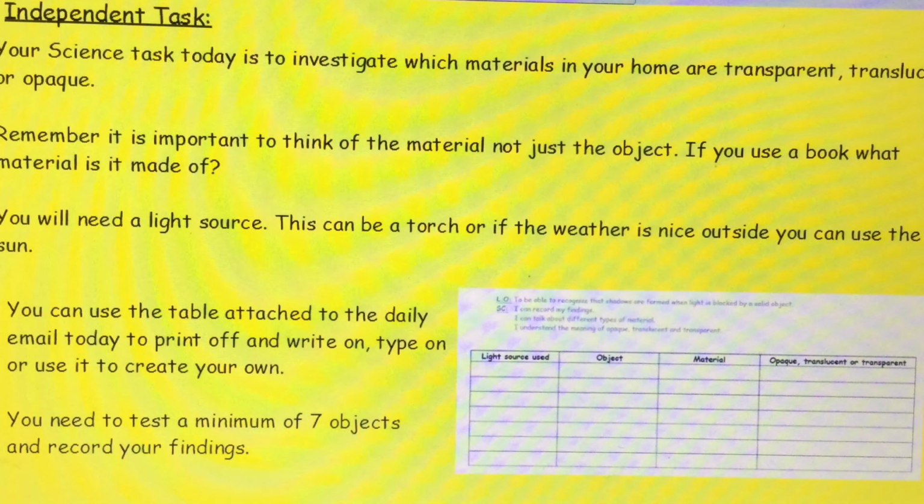Your independent task today is an investigation. You need to investigate which materials in your home are transparent, translucent, or opaque. Remember, it's important to think of the material, not just the object that you've chosen. If you use a book, what material is the book made of? If you choose a toy, what material is the toy made of? Is it cloth? Is it plastic? Is it metal? Is it wood?